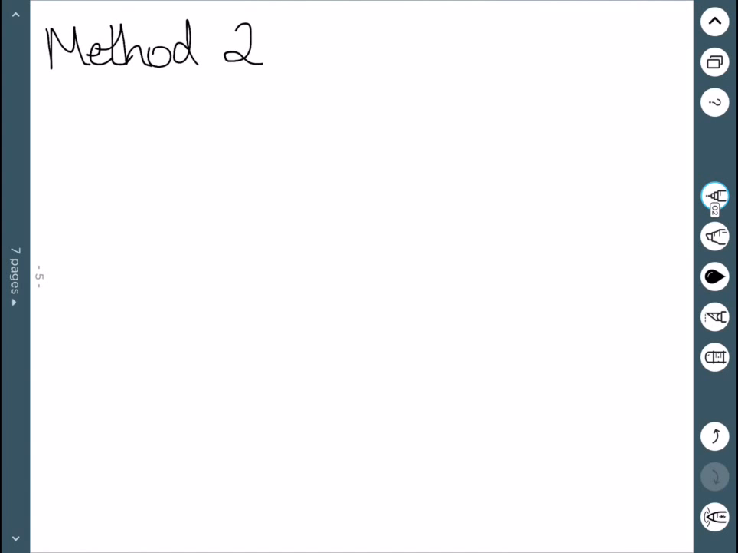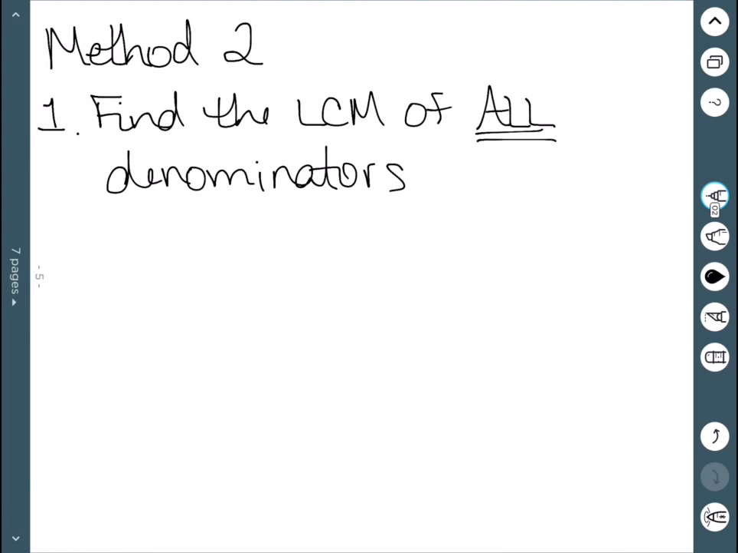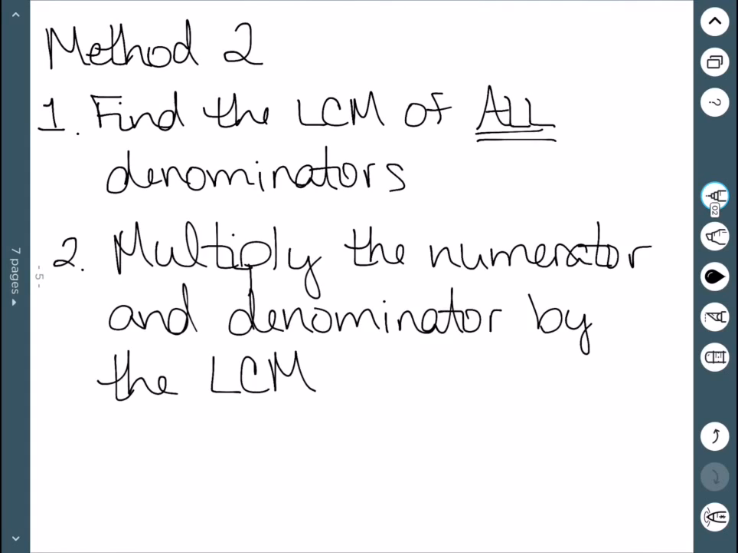We'll now look at what we're going to call method 2 to simplifying these complex expressions. The first step will be to find the least common multiple of all the denominators. And it's important that we do this of all, not just the top or just the bottom, but all of them together. And then the second step is we're going to multiply both the numerator and the denominator by the least common multiple. So we'll do some examples to show how this works.